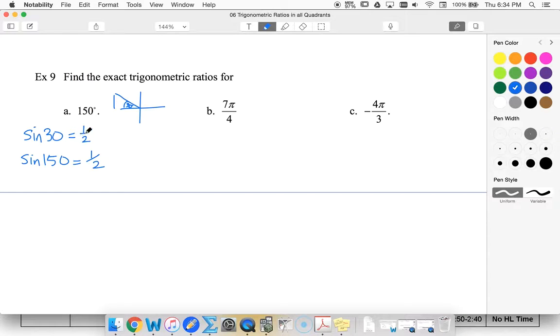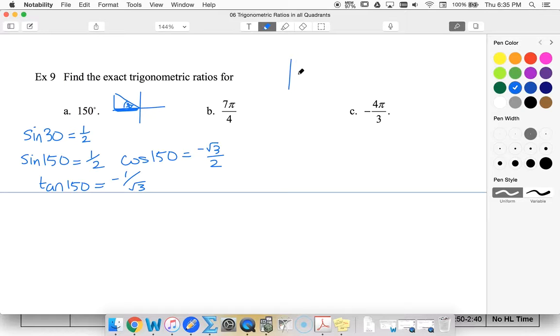Cos 30 is going to be root 3 over 2, because that's the long side, but in quadrant 2, cosine is negative. So cos of 150 is negative root 3 over 2, and of course tangent is going to be this ratio, so negative 1 over root 3. We could rationalize the denominator, we don't have to.